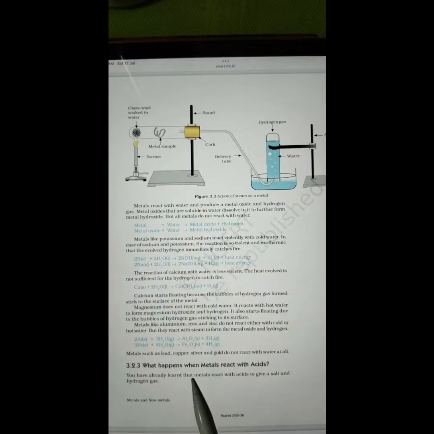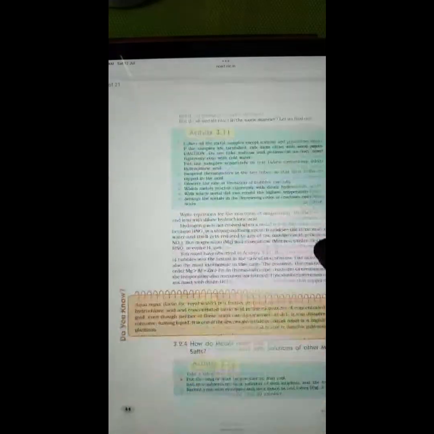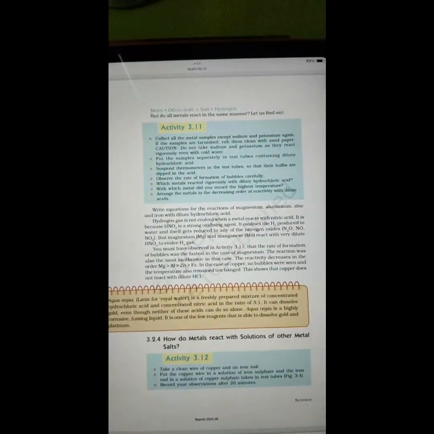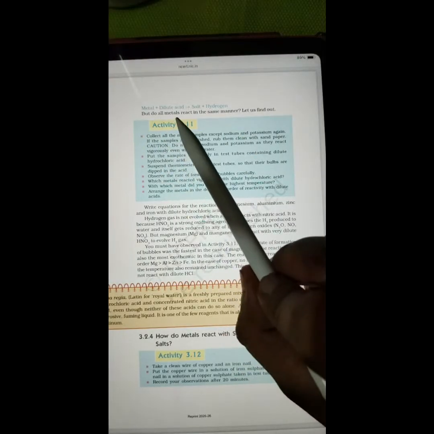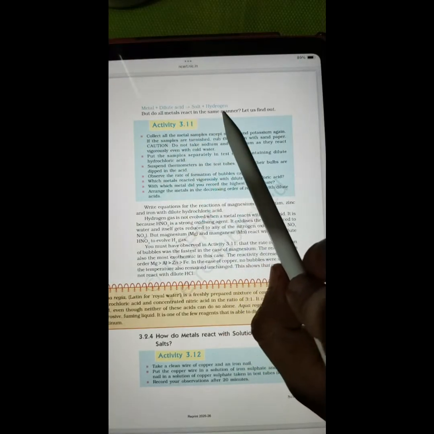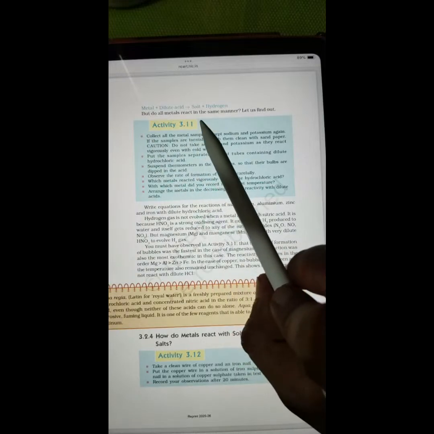3.2.3 What happens when metals react with acids? You have already learned that metals react with acids to give salt and hydrogen gas. Metal plus dilute acid will give you salt and hydrogen. But do all metals react in the same manner?